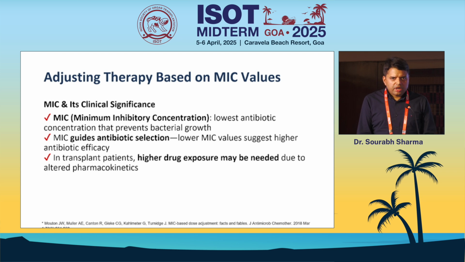So MIC value is very important. Once we get the culture sensitivity report, urine culture sensitivity, we don't often look upon the MIC values, but MIC is very important. It is the minimum inhibitory concentration. It is the lowest antibiotic concentration that prevents bacterial growth. MIC guides antibiotic selection. And in transplant patients, higher dose exposure may be needed because of the altered pharmacokinetics and dynamics.